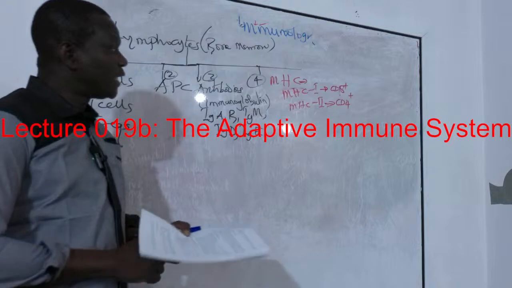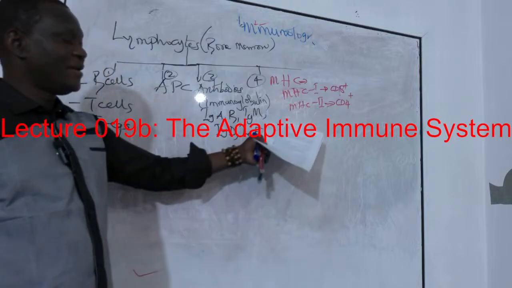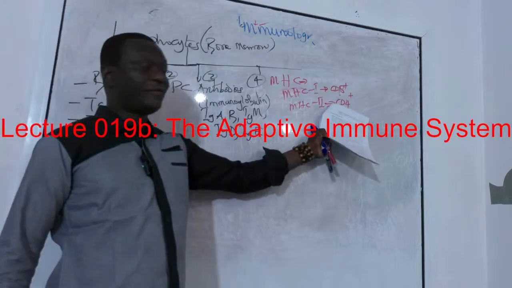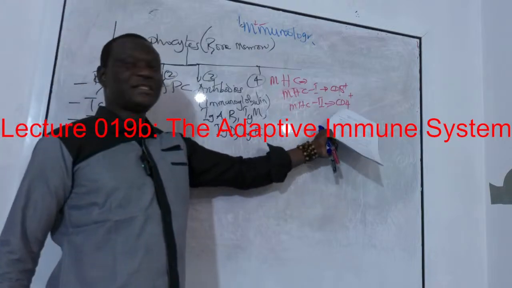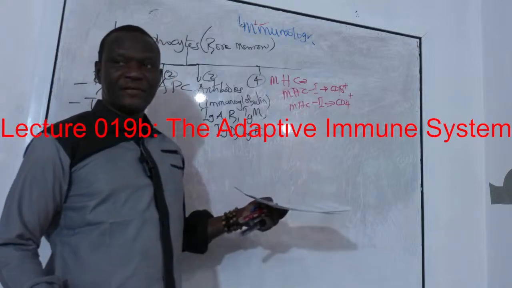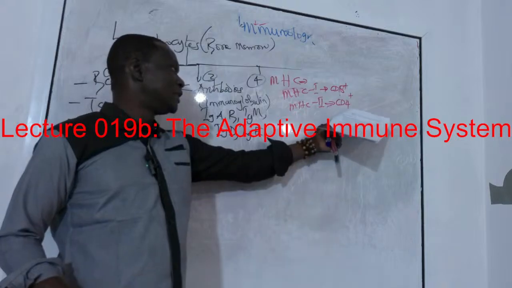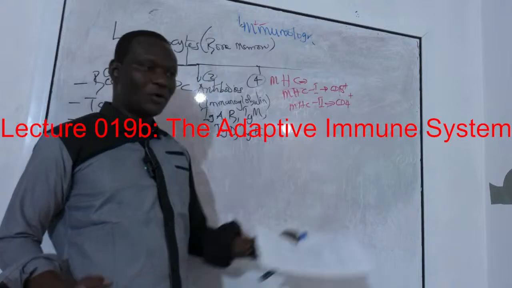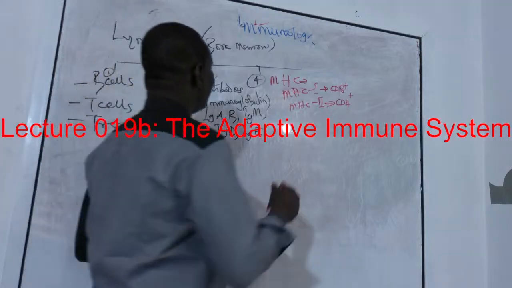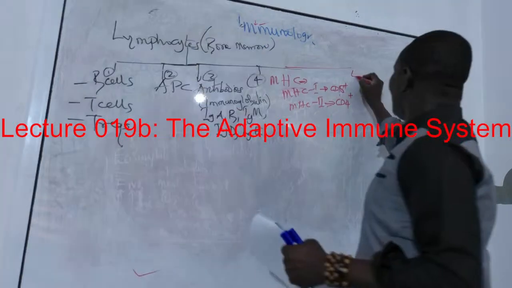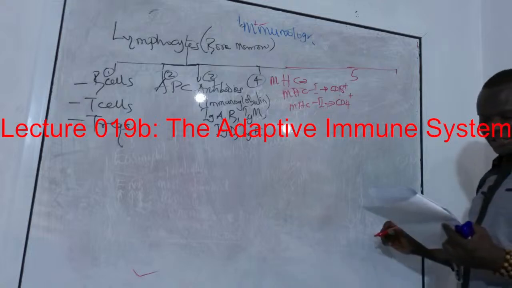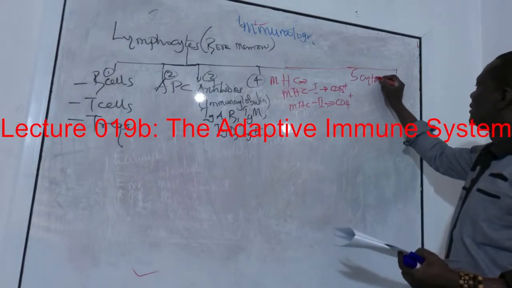Don't forget that whenever there is an infection, such as HIV infection, it is the CD4 that they normally count. That's why they say if you want to diagnose a viral infection, you have to look at the number of CD4 that the patient has. So that is number 4. Number 5 under lymphocytes is the cytokines.